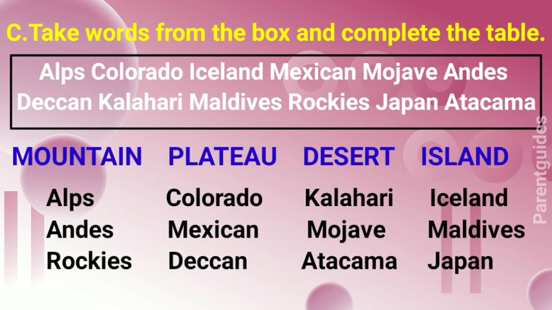C. Take words from the box and complete the table. Alps, Colorado, Iceland, Mexican, Mojave, Andes, Deccan, Kalahari, Maldives, Rockies, Japan, Atacama. Mountain: Alps, Andes, Rockies. Plateau: Colorado, Mexican, Deccan. Desert: Kalahari, Mojave, Atacama. Island: Iceland, Maldives, Japan.